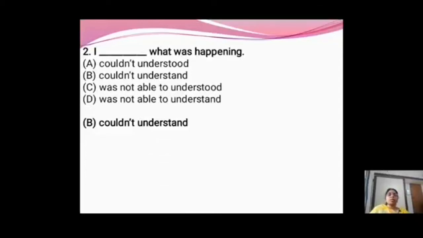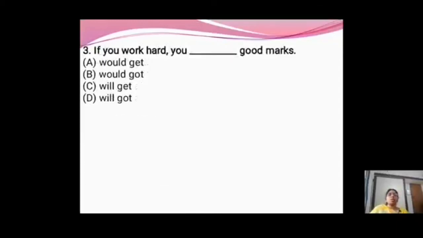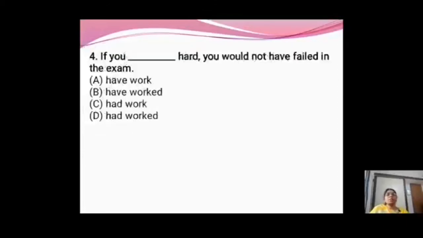Right? The third one. If you work hard, you dash good marks. Now, you will get good marks. Would get, would got, will get, and will got. Four options. Will get will be the proper answer. So, if you dash hard, you would not have failed. Have worked, had worked. What will be the answer, dear?